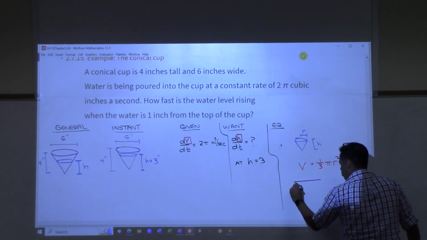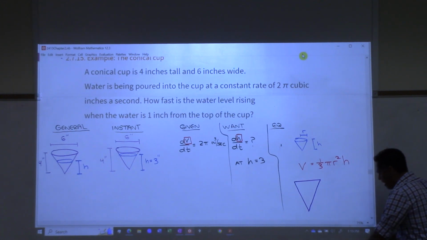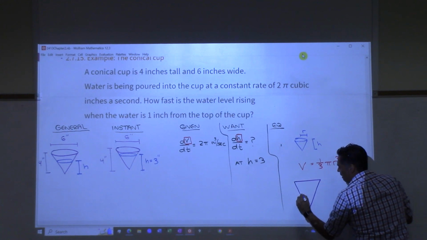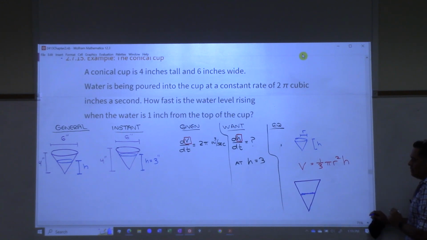I would see a big triangle, like this. And then inside of that would be the water level, which would be somewhere like this. I'm going to do it as a straight line. Y'all see that?